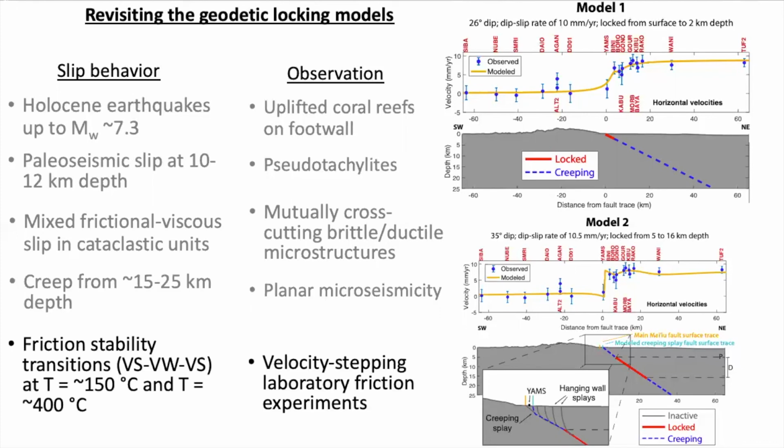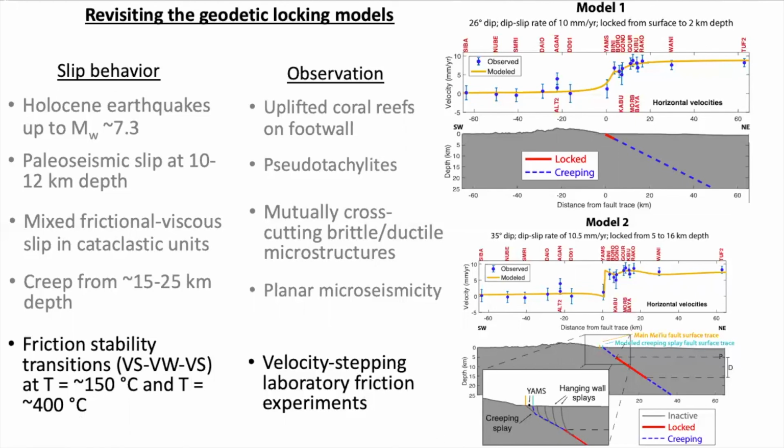And finally, we saw the frictional stability transitions from low temperature velocity strengthening stable frictional slip to 150 to 450 degrees C, frictionally unstable velocity weakening slip, and then a transition back to velocity strengthening at temperatures above 400 degrees C from the velocity stepping experiments.